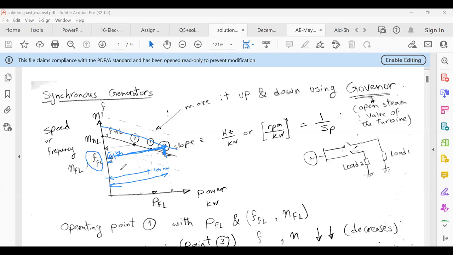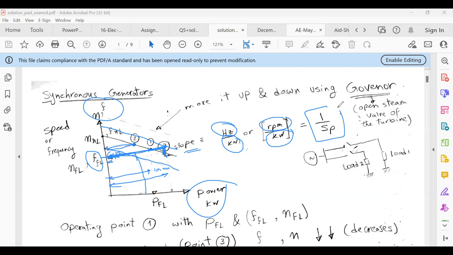And similarly, if you reduced your load to this, now your frequency is more, so you need to close your valve until you reach 60 again. The slope is, because this is the Y, hertz per kilowatt. Sometimes you call it RPM per kilowatt. This is the slope, or 1 over the slope, we call it 1 over SP.